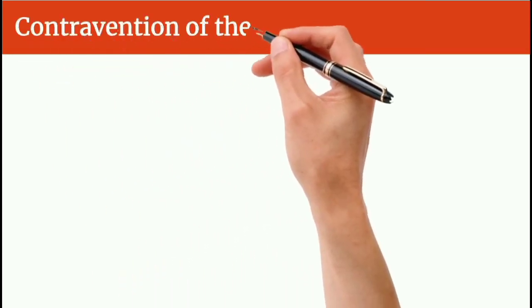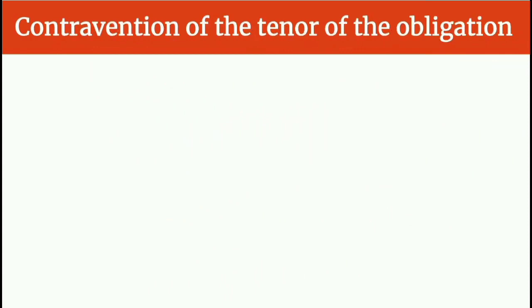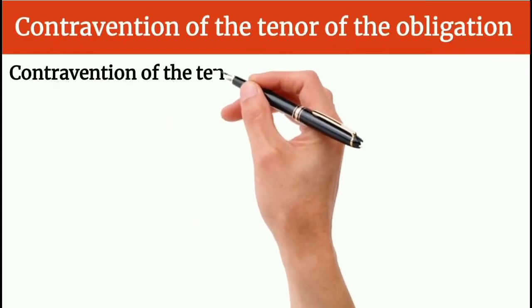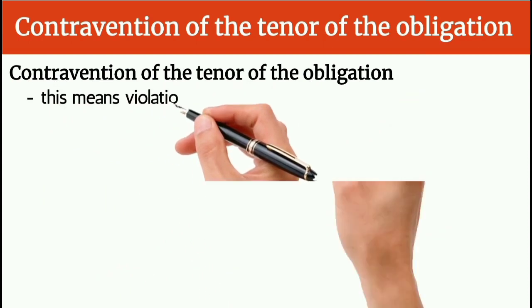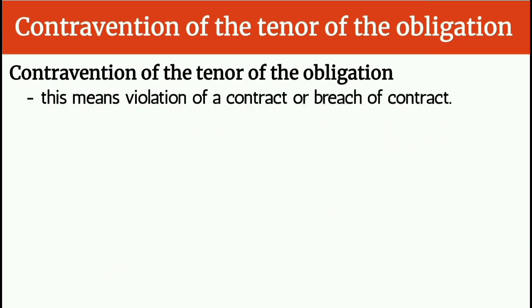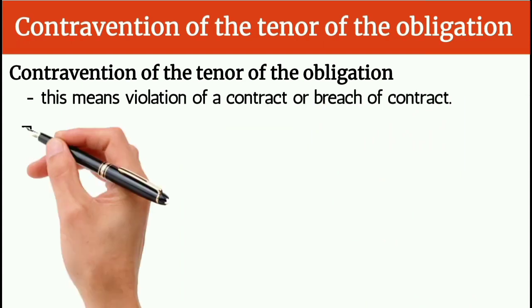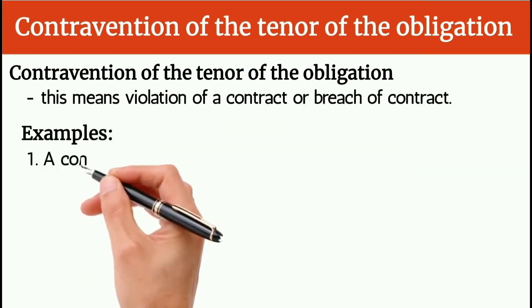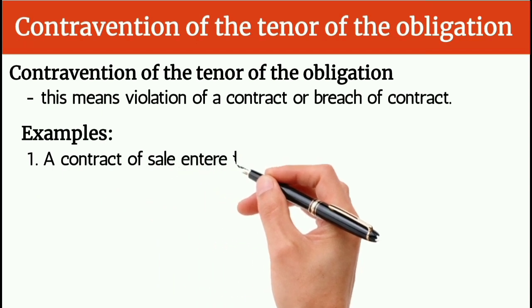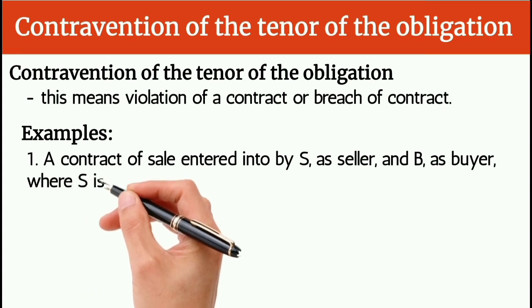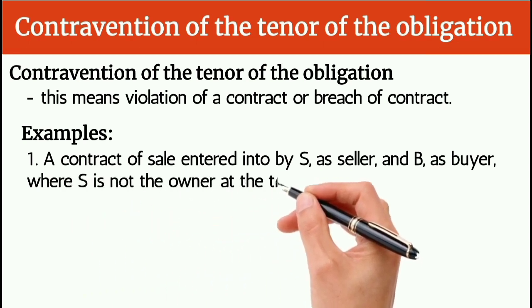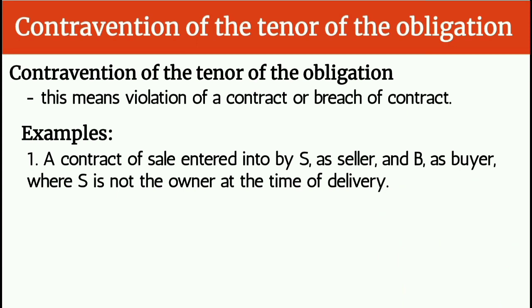Let's now proceed to the fourth ground for liability to pay damages, and that is contravention of the tenor of the obligation. When we say contravention of the tenor of the obligation, this means violation of a contract or breach of contract. Let's have examples. Example number 1, a contract of sale entered into by S as seller and B as buyer, where S is not the owner at the time of delivery.